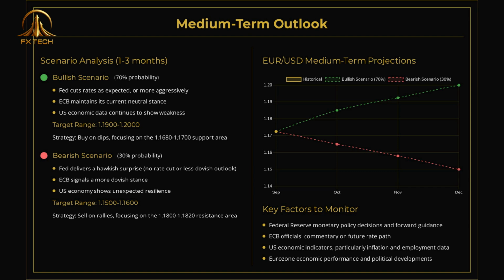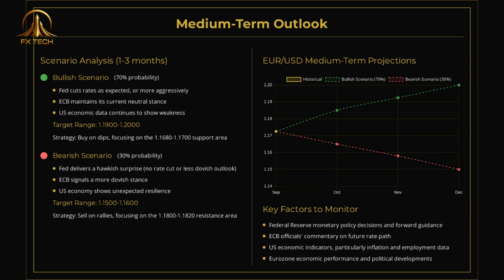In this scenario, we see the EUR/USD pair targeting the 1.1900 to 1.2000 range. The recommended strategy is to buy on dips, focusing on the 1.1680 to 1.1700 support area.